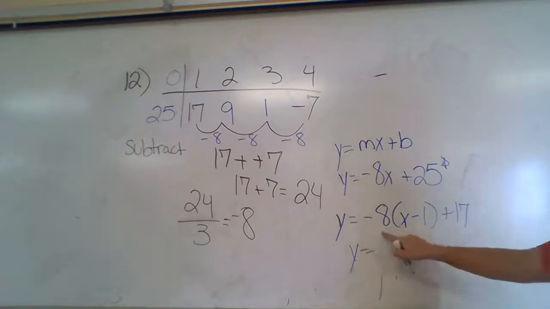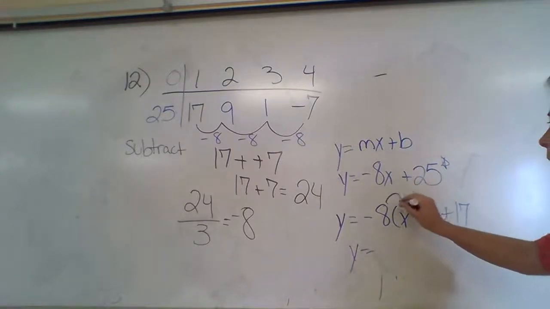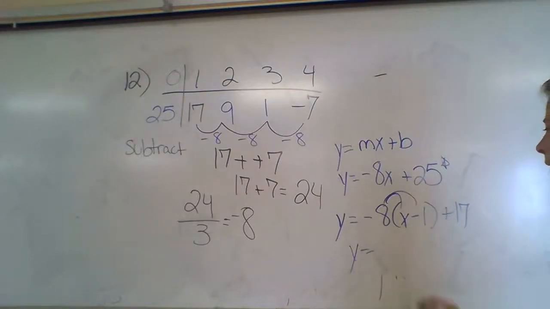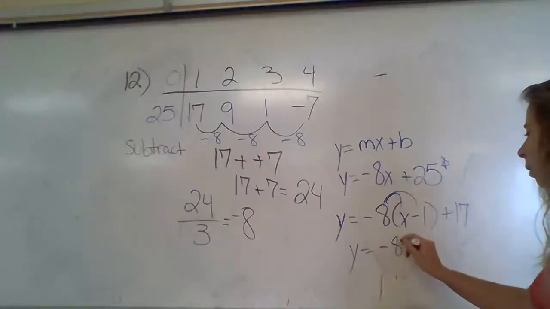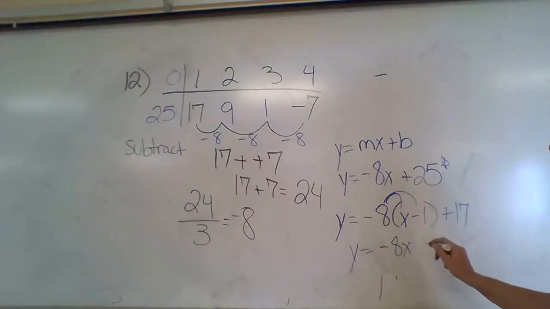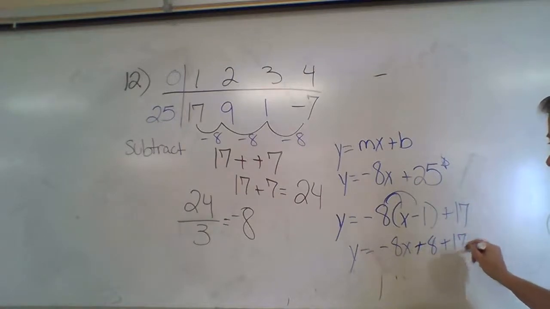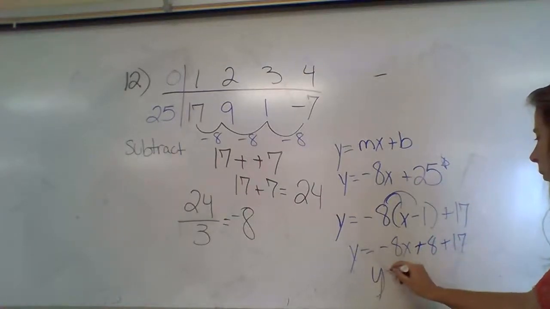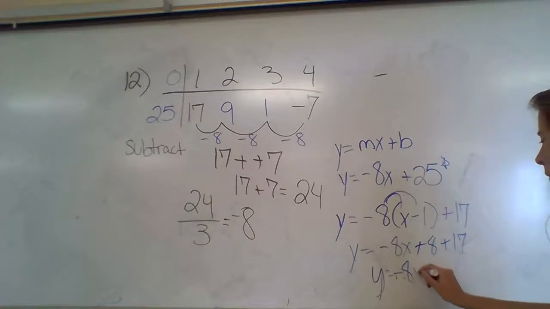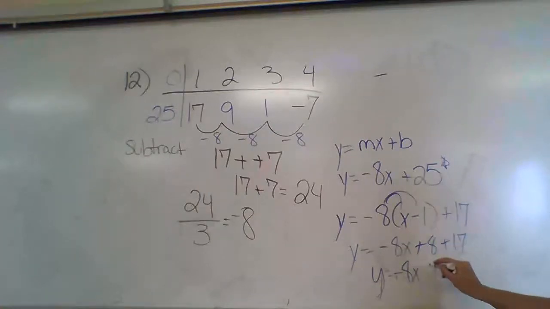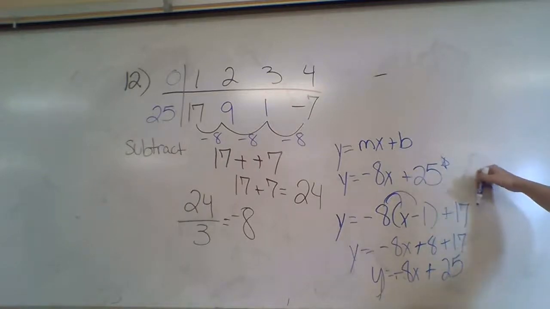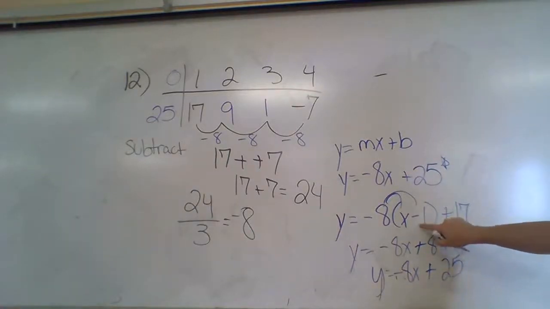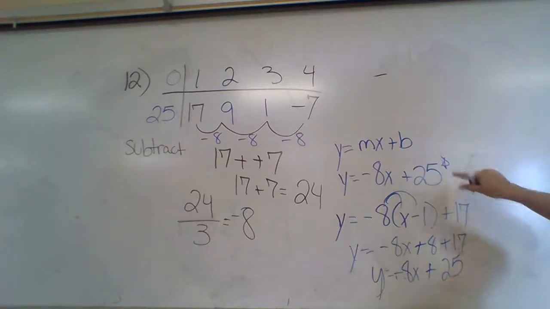So if I simplify this equation, I would distribute negative 8 times x, negative 8 times negative 1, 8 plus 17 is 25. Okay, so these are equivalent. I can simplify this to get this. But this is the equation I prefer as slope-intercept form.